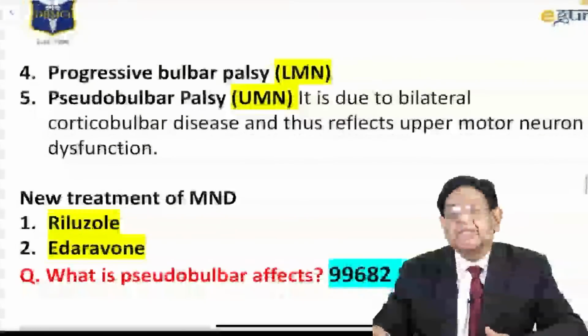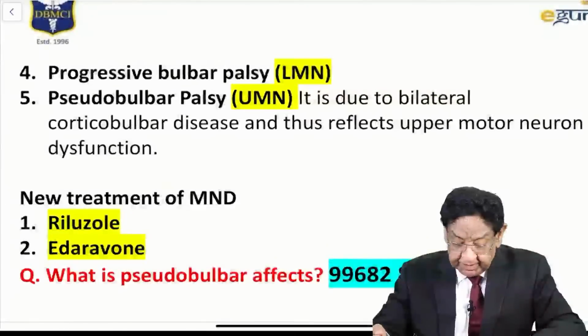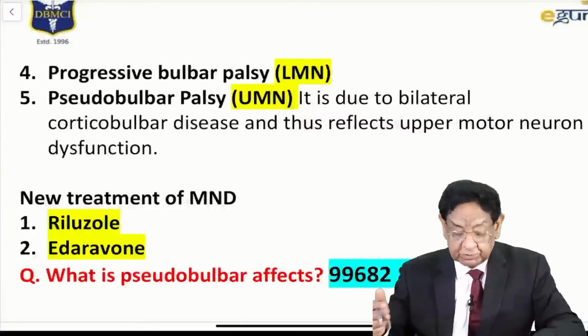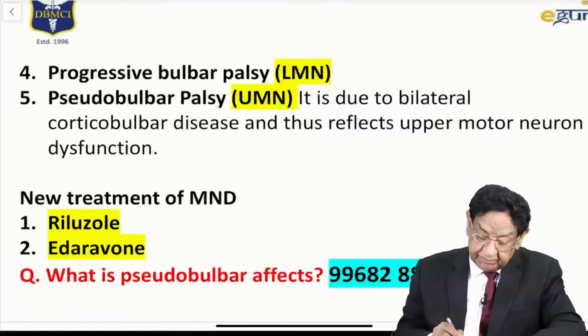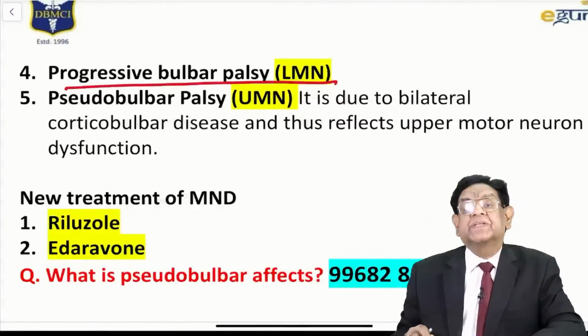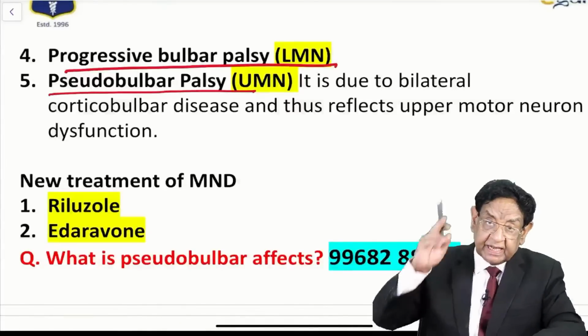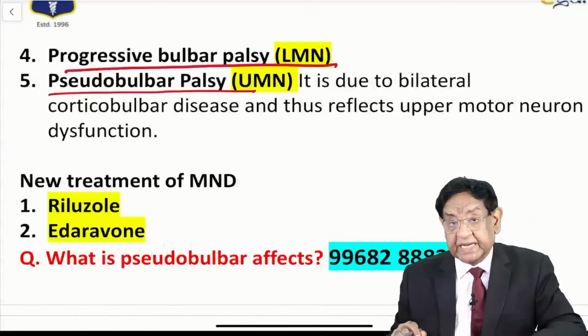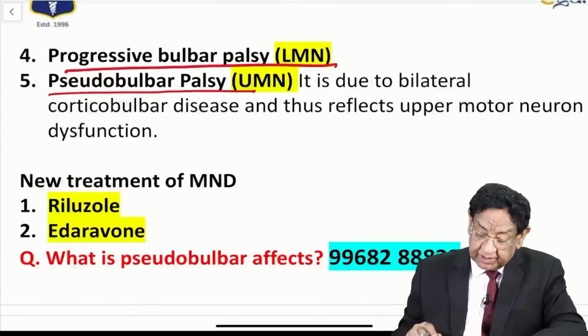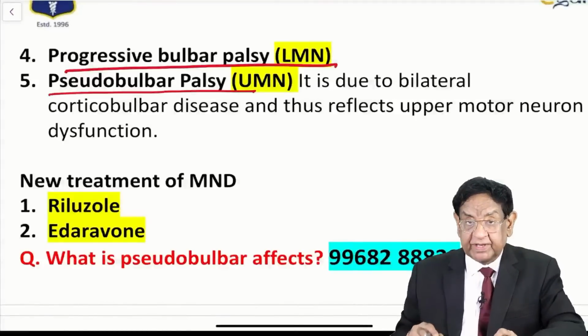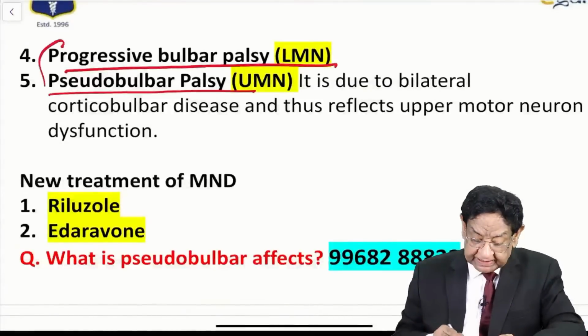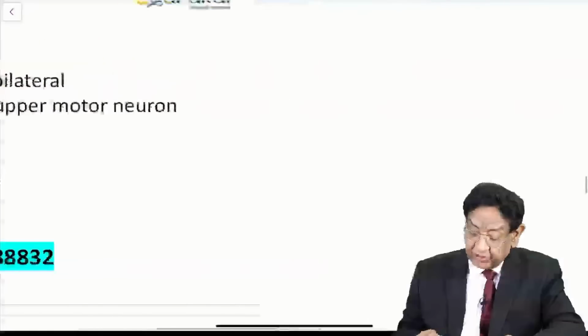But sometimes there can be involvement of the bulb also. We call it progressive bulbar palsy when lower motor neuron features are there, and pseudobulbar palsy when upper motor neuron features are there in the cranial nerve. Okay, most people are not aware of this point. Let me talk more about what these two entities are, not clear to all of you.